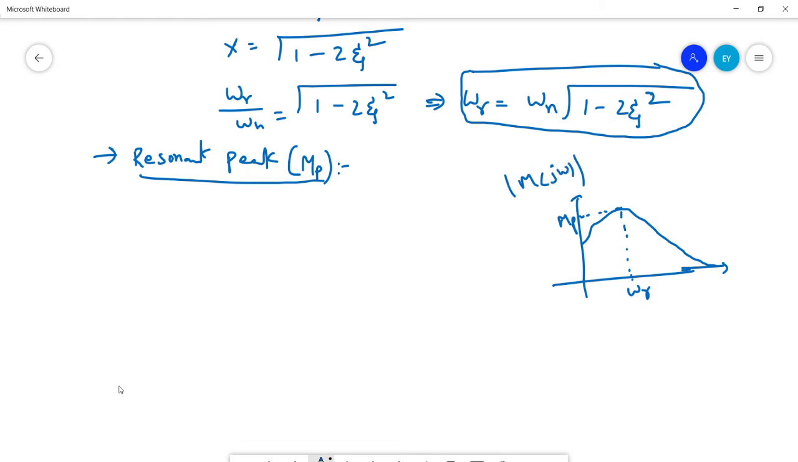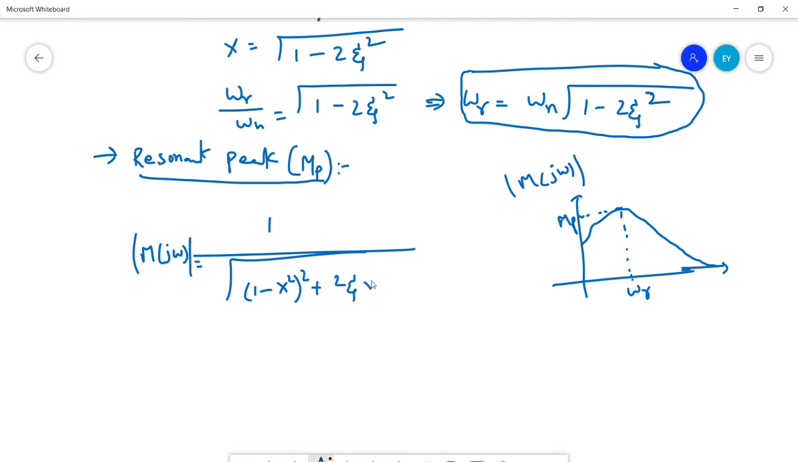Okay, so what is the magnitude from the second order equation? We can get it as M of j omega equal to 1 by square root of (1 minus x square) whole square plus (2 zeta x) whole square, right? This is the expression for the magnitude of the second order equation. The peak value occurs at the maximum frequency. At omega r you get the maximum peak.